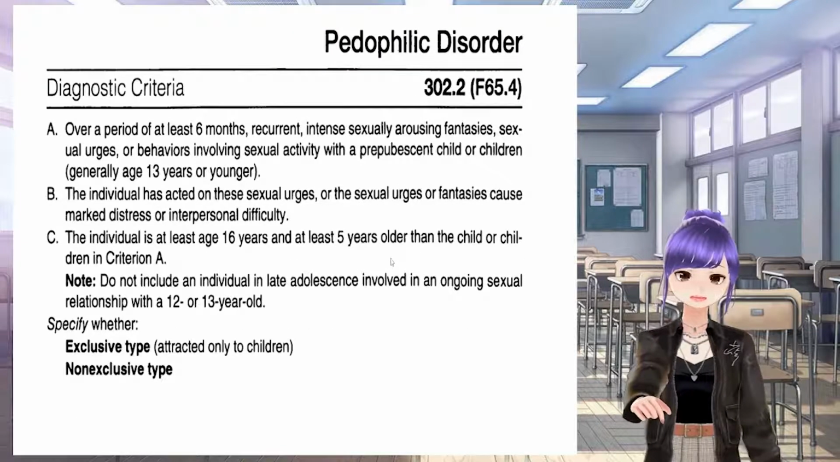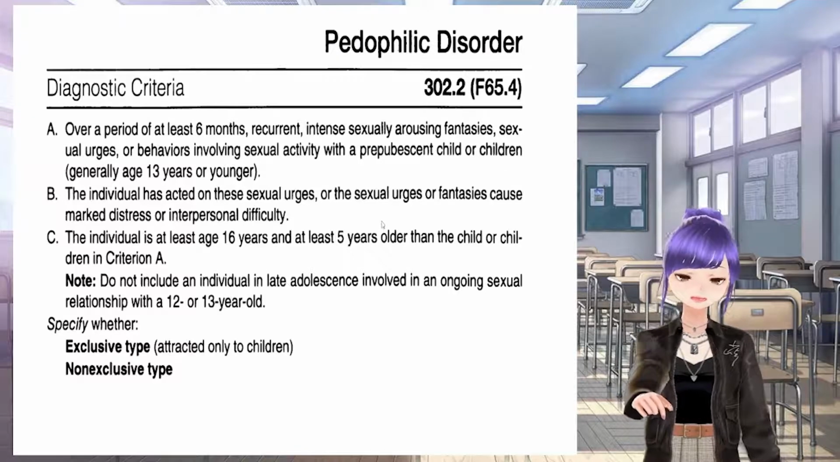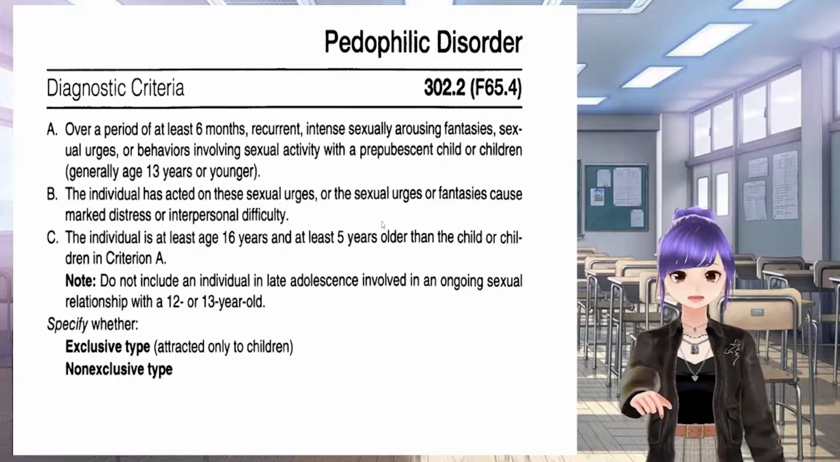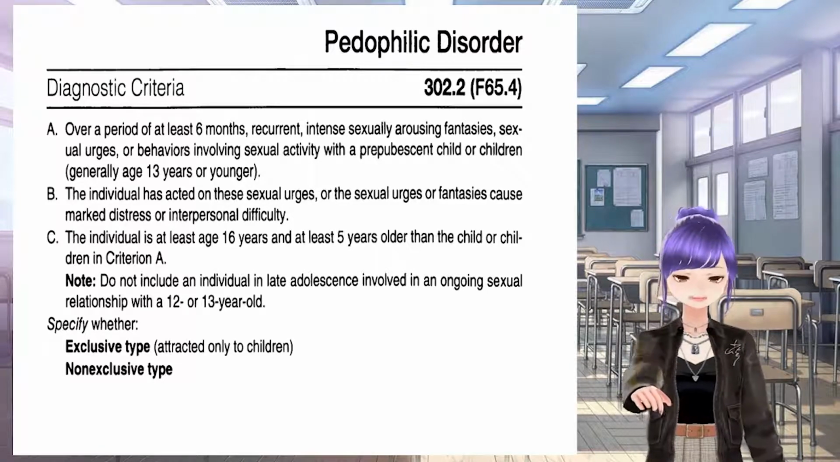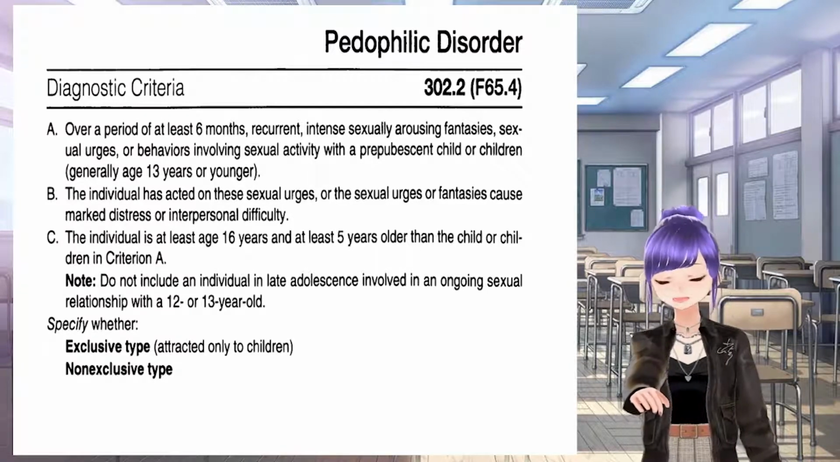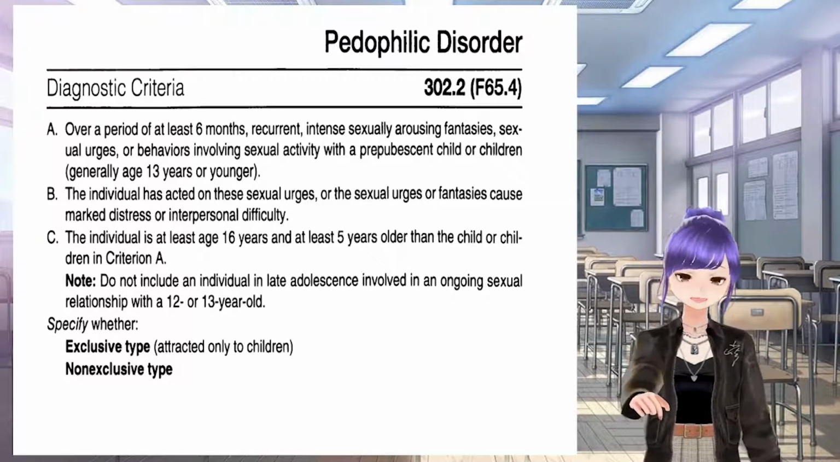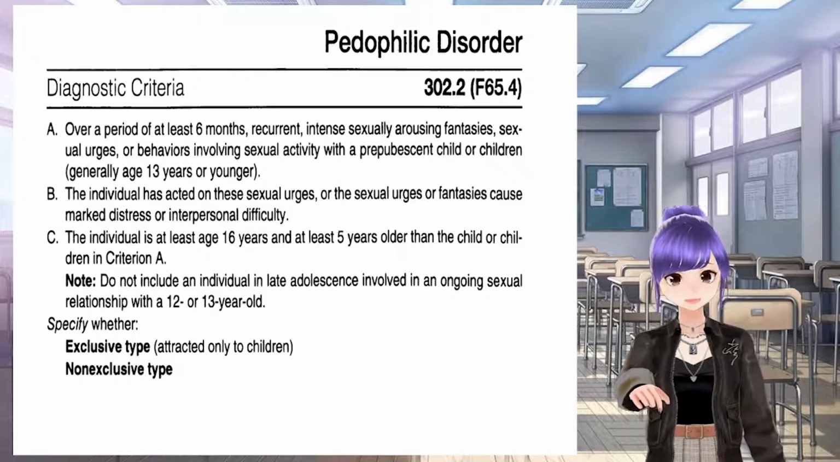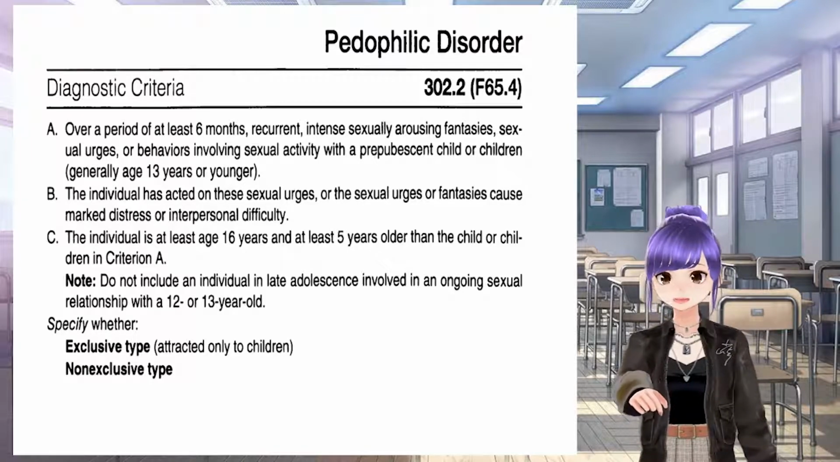So, pedophilic disorder. Over a period of at least 6 months, recurrent, intense, sexually arousing fantasies, sexual urges, or behaviors involving sexual activity with a prepubescent child or children, generally aged 13 years or younger. The individual has acted on the sexual urges, or the sexual urges or fantasies cause marked distress or interpersonal difficulty.